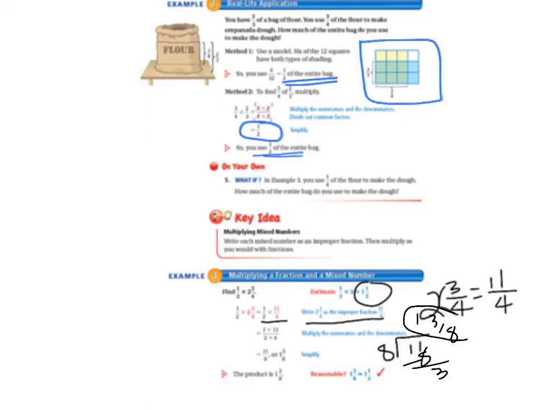That's a little messy there. So you can read it over here in the answer, 1 3/8. So the product is 1 3/8. Is that reasonable? Is 1 3/8 close to 1 1/2? Yes, because 1 1/2 equals 1 4/8, so it's very close.